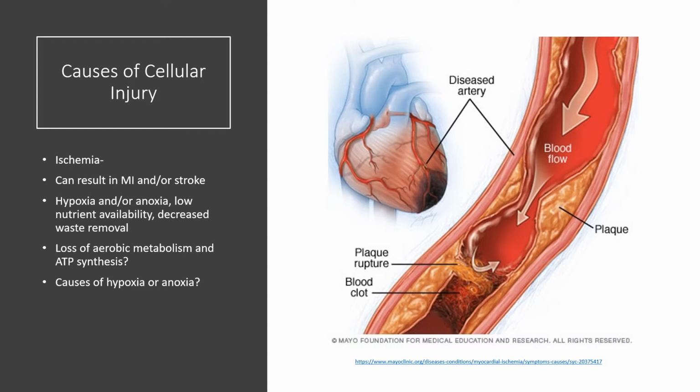Ischemia usually occurs because of some type of atherosclerosis or the presence of a thrombus. These events could lead to a myocardial infarction and/or a stroke. I do want you to know the differences between hypoxia and anoxia. Whenever you see a word with the letter A in front of it, that means without. So anoxia is a complete reduction in oxygen supply, compared to hypoxia, which is only a partial reduction in oxygen supply.